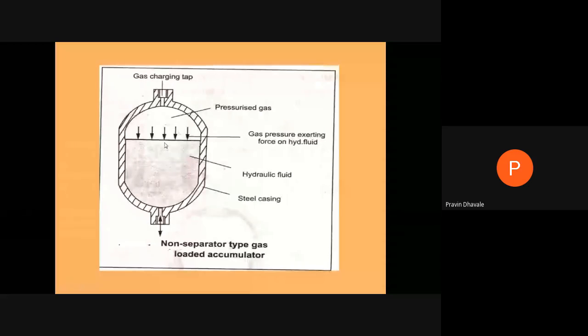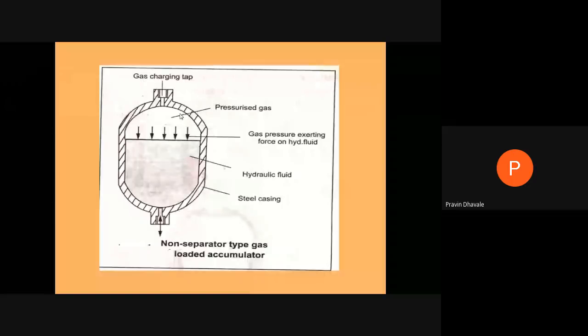Means non-separator. Why is it called non-separator? Because we are not providing any other device or medium in between gas and fluid. So this will be the non-separator type. Now, what is its advantage? We cannot see any kind of mechanical element in this device. As there is no mechanical element to apply the force on hydraulic fluid, this construction is a simple one.